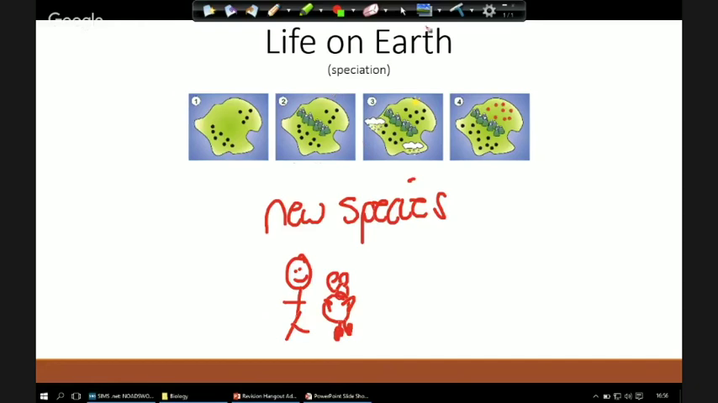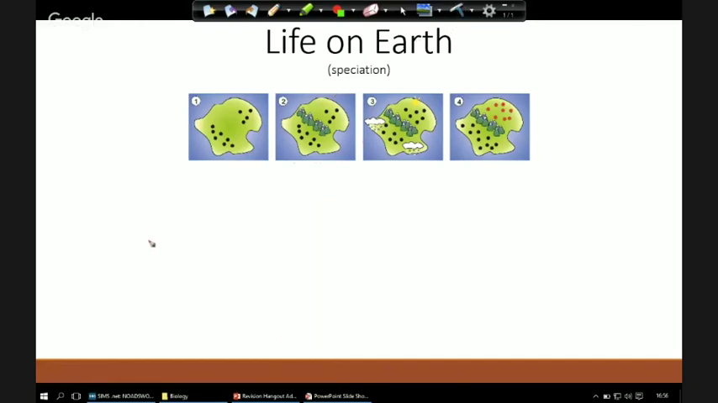Well, how do new species come around? Let's take box 1. We've got an island with some black dots. These black dots represent a species, and they're all exactly the same. They're in 2 different populations, but they're exactly the same species.